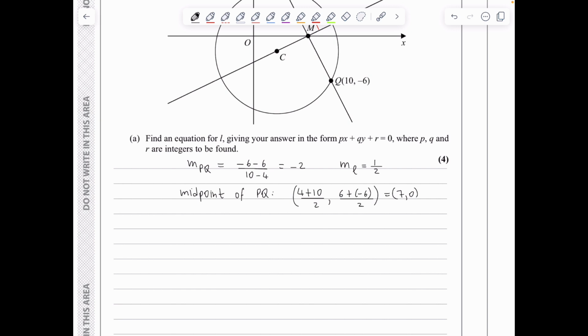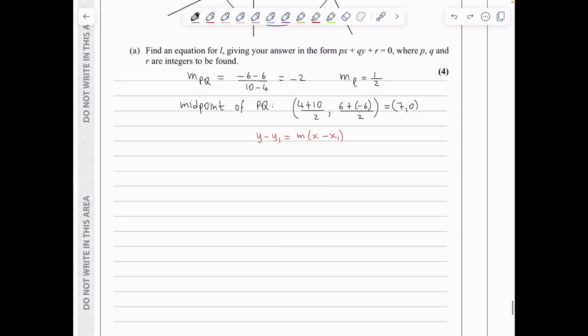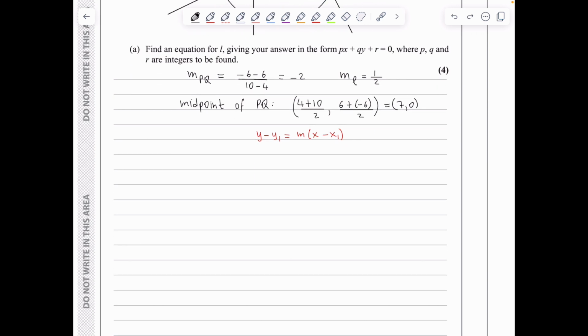And we know that for a straight line with gradient m passing through the point x1, y1, the equation is given by y minus y1 is m times x minus x1, and therefore we obtain y minus 0 is a half brackets x minus 7. I will cross multiply to get 2y is equal to x minus 7. And I collect everything on the left hand side to get 2y minus x plus 7 is 0, to match the form in which the question was asking us to give our equation of the straight line.